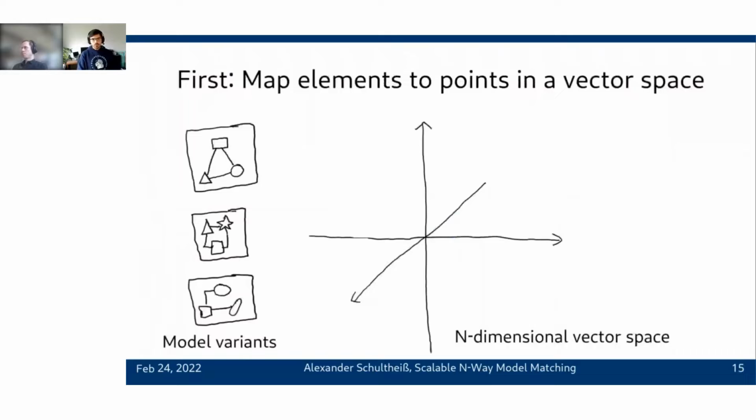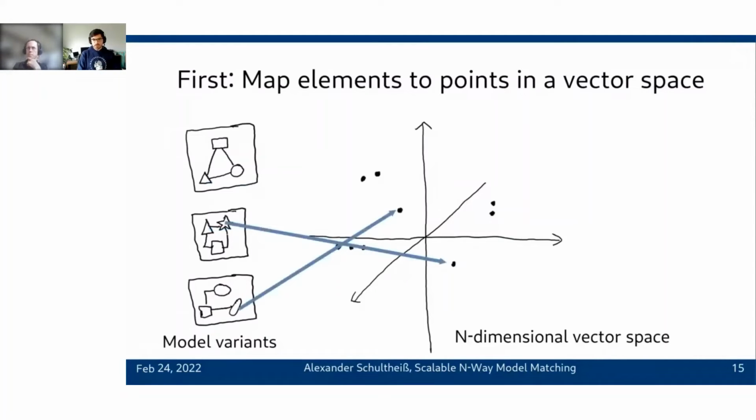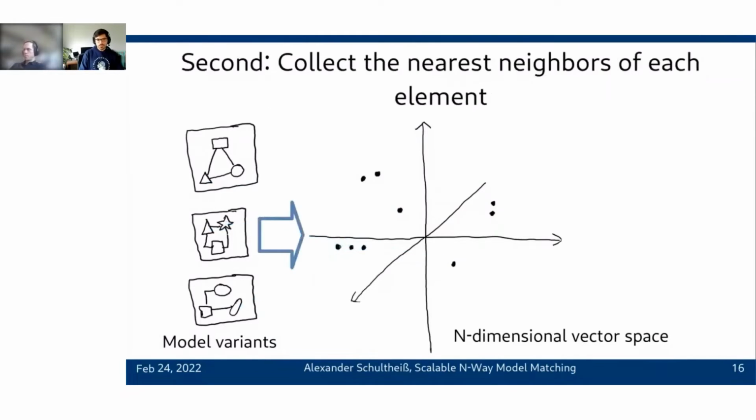So first, Raccoon maps elements to points in an n-dimensional vector space. For each element in the models, we apply a vectorization function that yields a numerical vector representation of this element, and the elements can therefore be mapped to a point in this vector space. The hope here is that similar model elements are mapped to points that lie close to each other in this vector space, while elements that are dissimilar to each other are mapped to points that are more distant in this vector space. We can then make use of this mapping in the second phase by applying a nearest neighbor search in the n-dimensional vector space in order to find the nearest neighbors of each element.